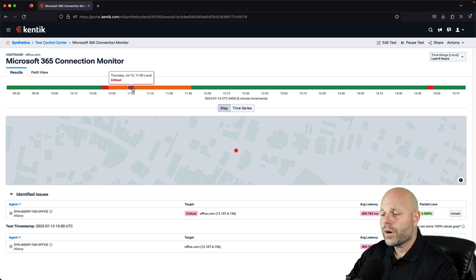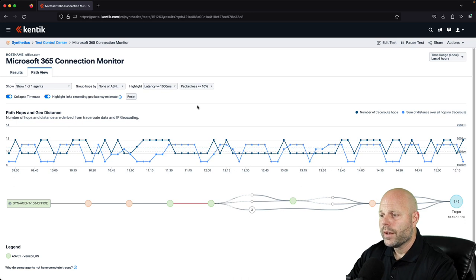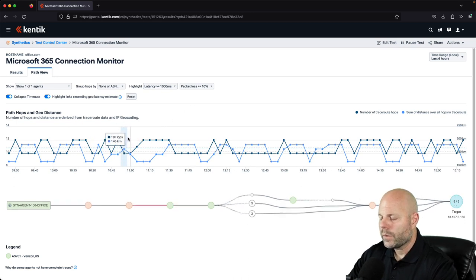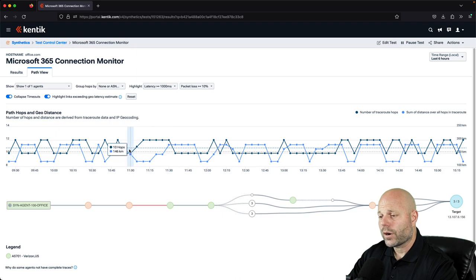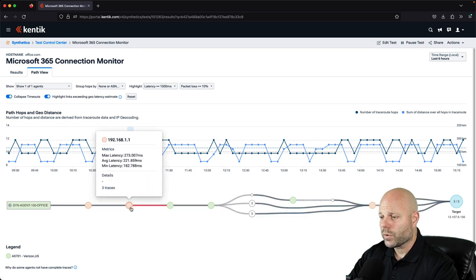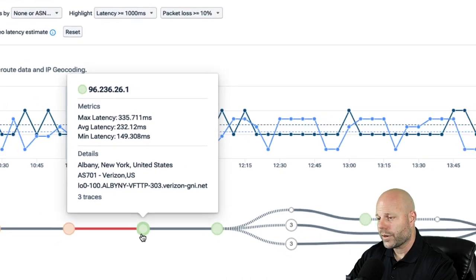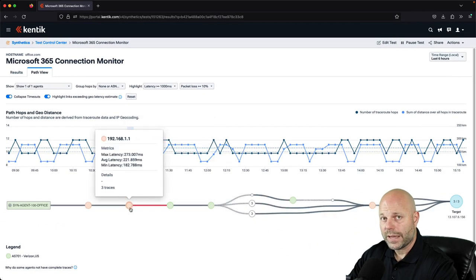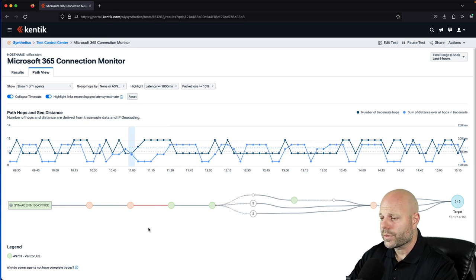So that's good, but I want to know where that's happening. So what we can do is look at the path view, and that's generated using Traceroute, specifically Paris Traceroute. And if we look at that time period, we can open that up, and we can see here indicated in red, indicating a problem, that our uplink, or rather our upstream provider, is experiencing some sort of latency. So it's not our locally connected devices, and it's not necessarily all the way on Microsoft's end, but there's something happening in the path, and here we can see that it's one of our upstream providers.